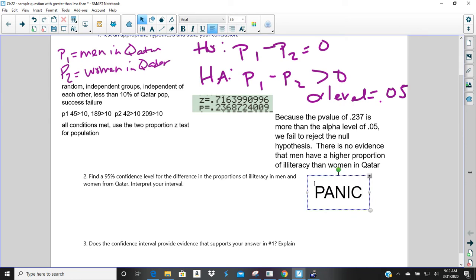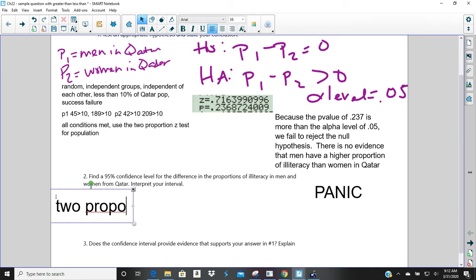So we're talking about PANIC now, right? We already did the parameters, P. We already did the assumptions and conditions, A. Now we're going to name what we're going to be doing. So we're going to be doing a 2 proportion Z interval. Okay. So let's go ahead and do that.